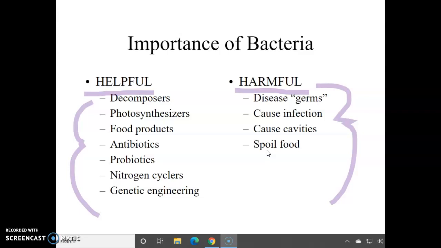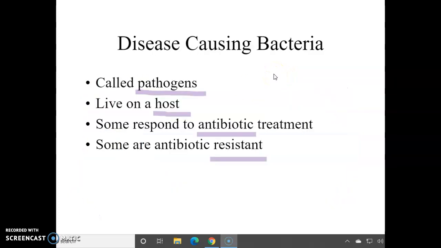And under harmful, there are some germs that are bad, like the streptococcus bacteria. Many of you have had strep throat. They cause infections. They cause your cavities, and it's what causes most all of our food to spoil. So you can stop the video there and fill that in. All right, moving on to 19. Disease-causing bacteria are called pathogens, and they live on a host.